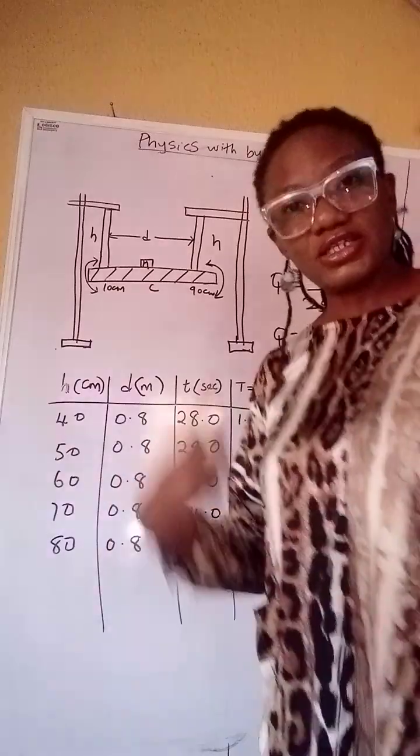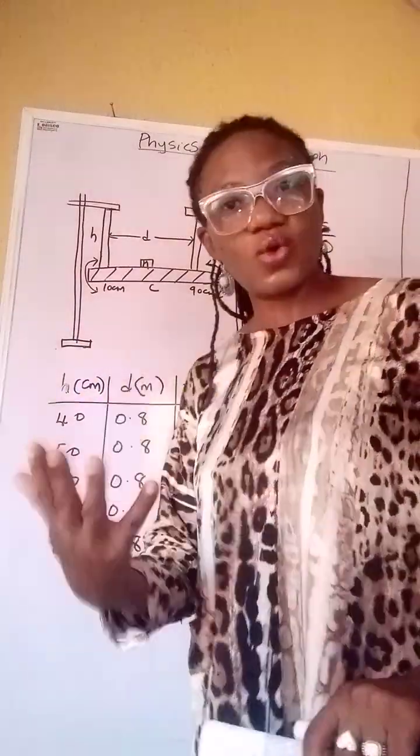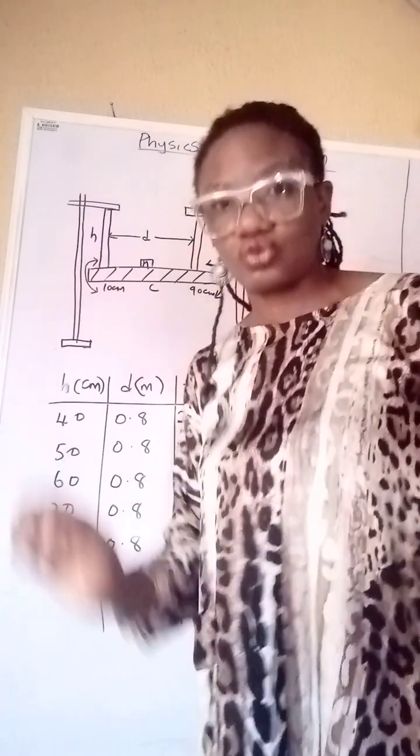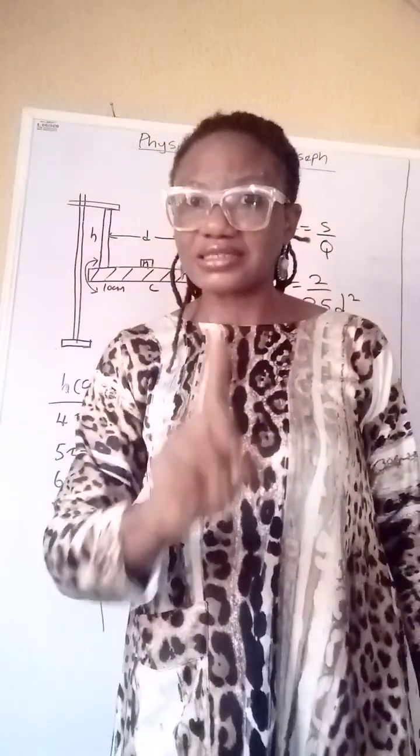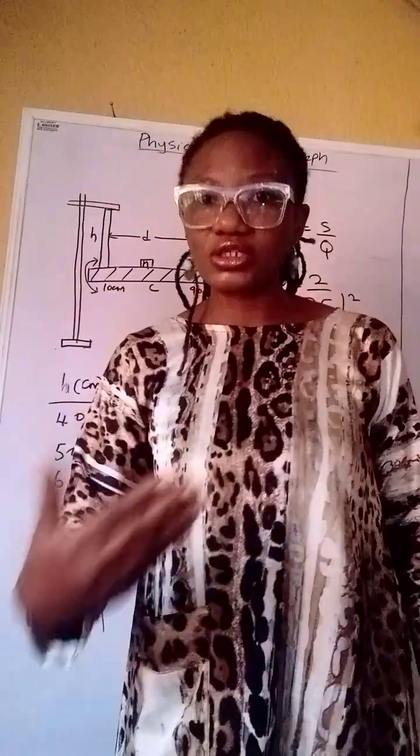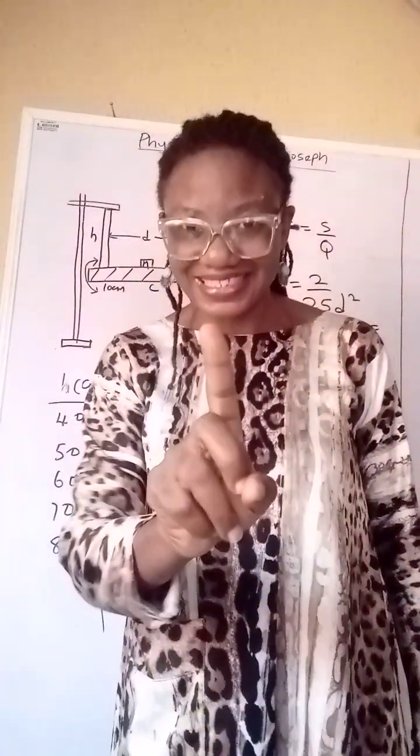I mean, you have T1, T2, and then at the end of the day you find the average, that is T1 plus T2 divided by 2. If you did that, then you can state that as a precaution: I ensured repeated reading. But if you did not repeat your reading, don't state it as a precaution.